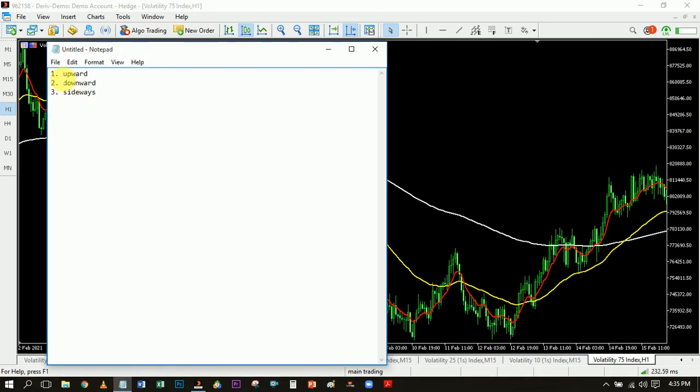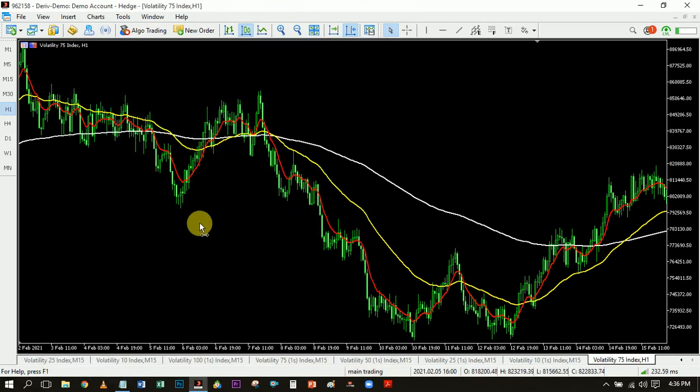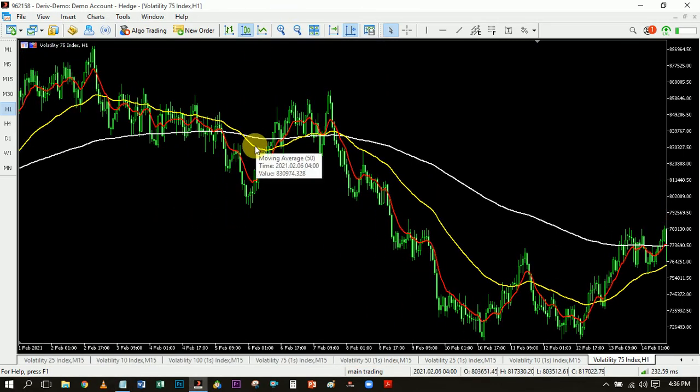Then we now have a situation whereby it's indecisive, like sideways. You can see something like here. You can see here that yellow crossed the white. As yellow was crossing the white, the red was crossing back upwards. So you can see from here to here, it's basically like nothing was happening in the market. That is one of the easiest ways of spotting an indecisive market or a consolidating market.